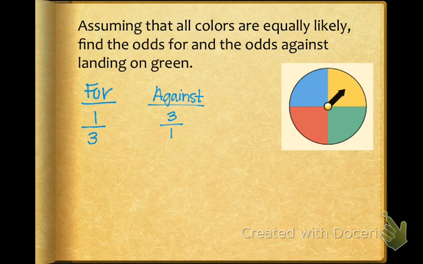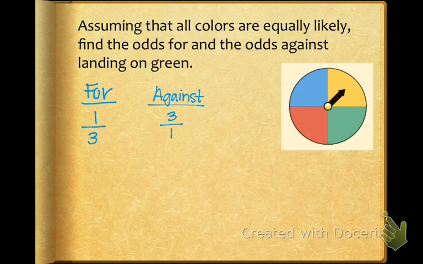So let's say you were betting. Not that I'm advocating that, but that's kind of where these odds are seen the most. Would it make more sense for you to put a bet on landing on green or not landing on green? The safer bet would be to bet against landing on green. It's more likely that you're going to land on something else based on the odds comparison.